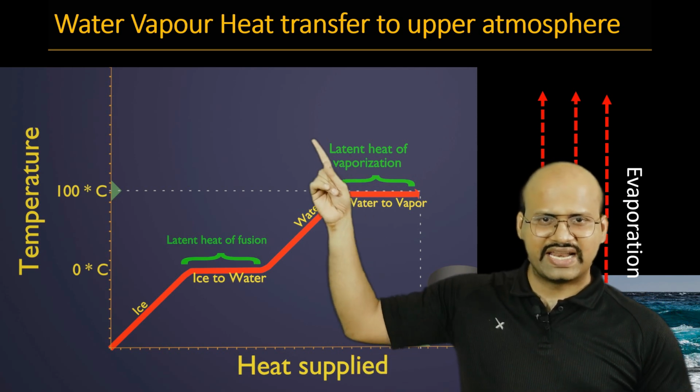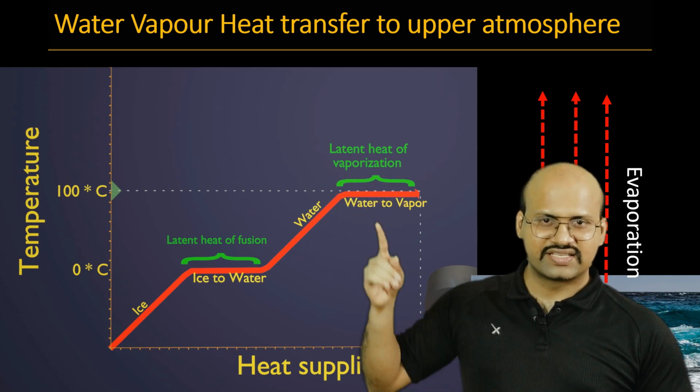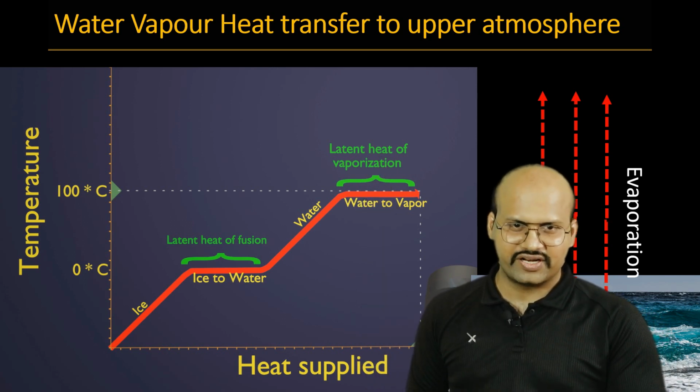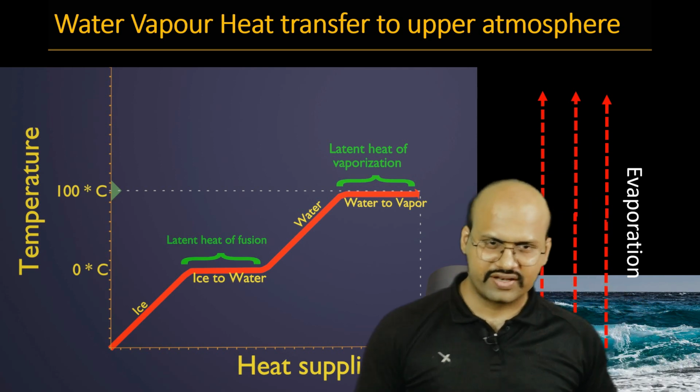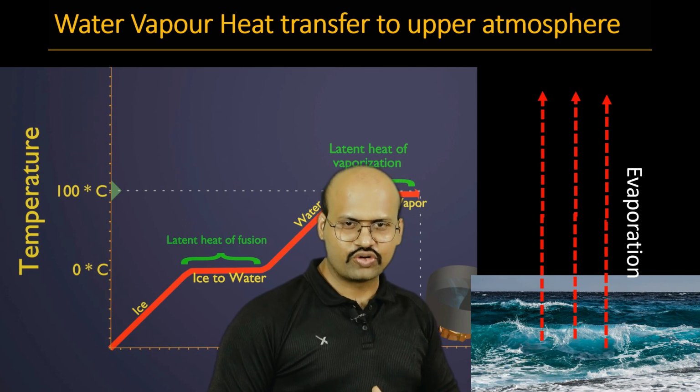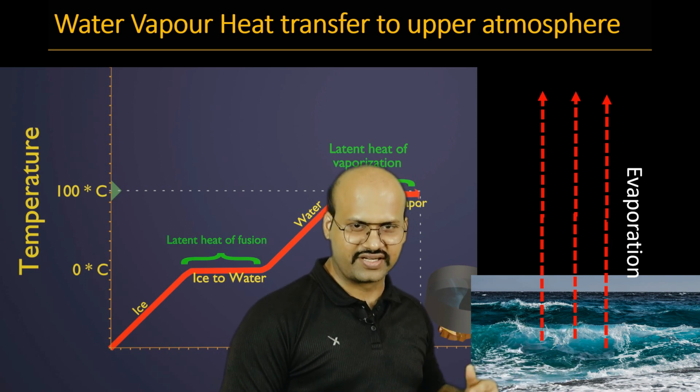This is called latent heat of vaporization. That is, this heat is provided to convert the state of water from liquid to vapor. So when evaporation occurs in the sea, this latent heat is absorbed by the water for its state to be converted from liquid to gaseous state.